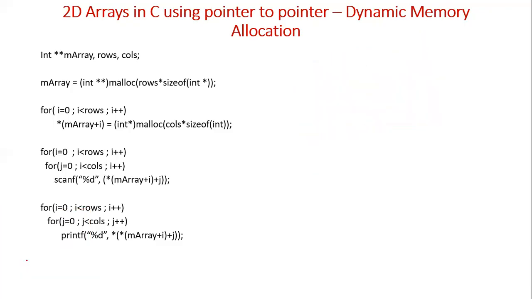Now we are going to create two-dimensional arrays using pointer to pointer. First of all, what is pointer to pointer? First, what is a pointer? When you say int *p, it means that p is a pointer to integer. That is, p can hold the address of an integer value.